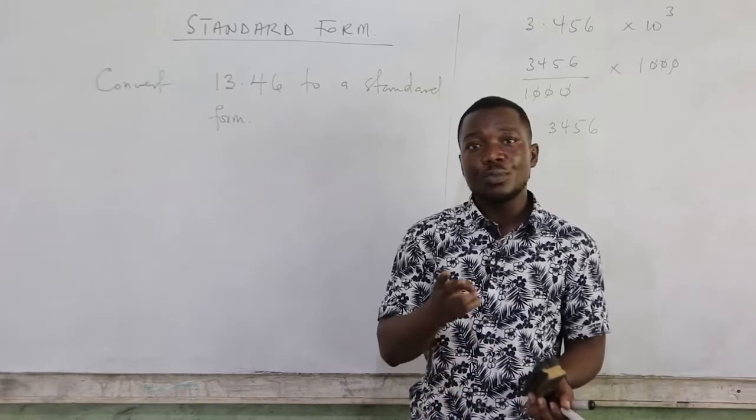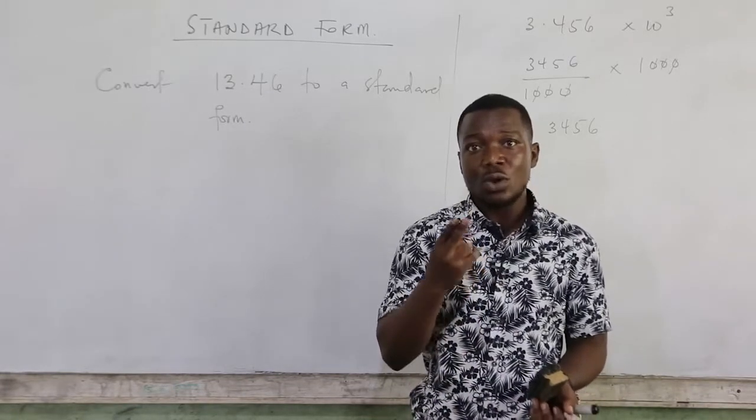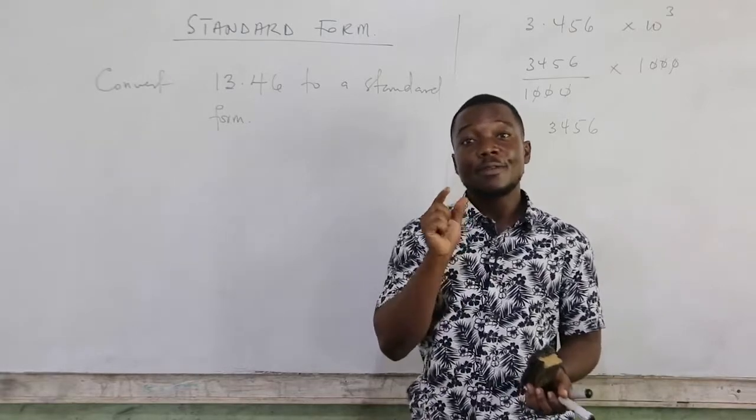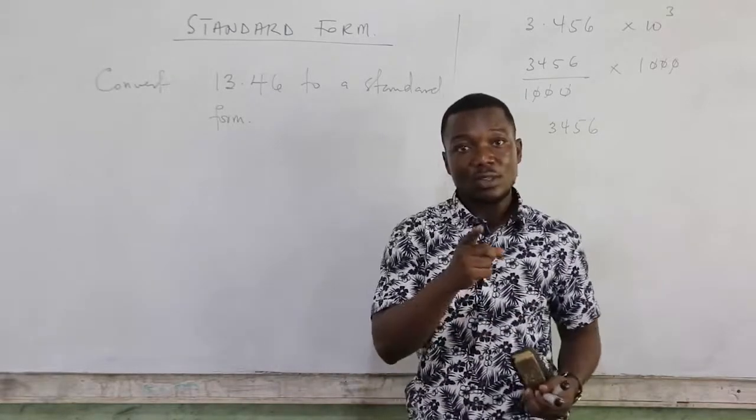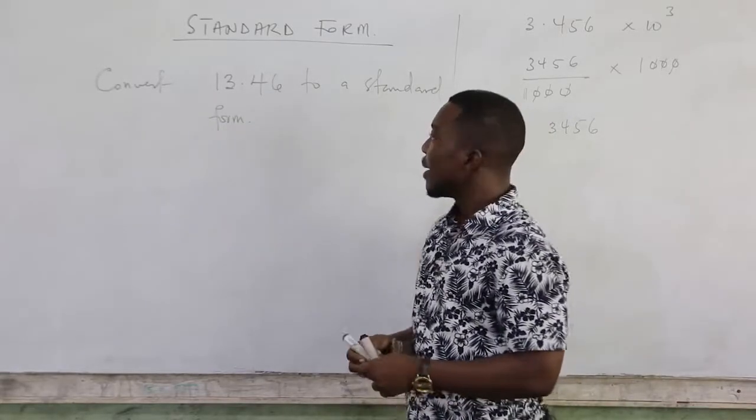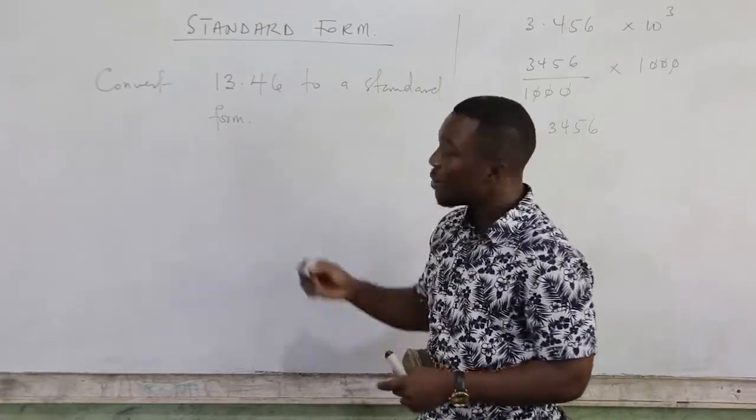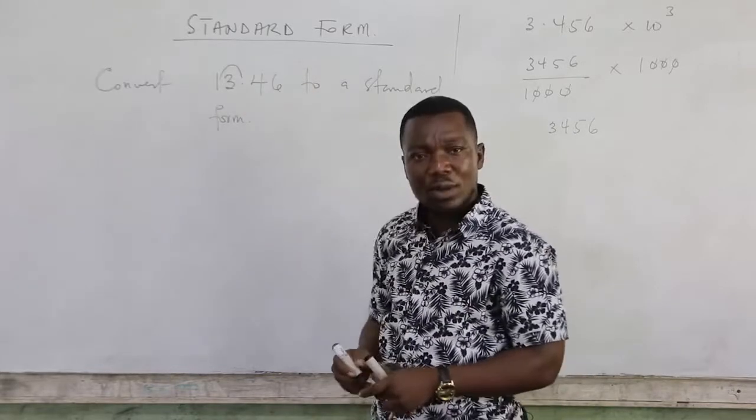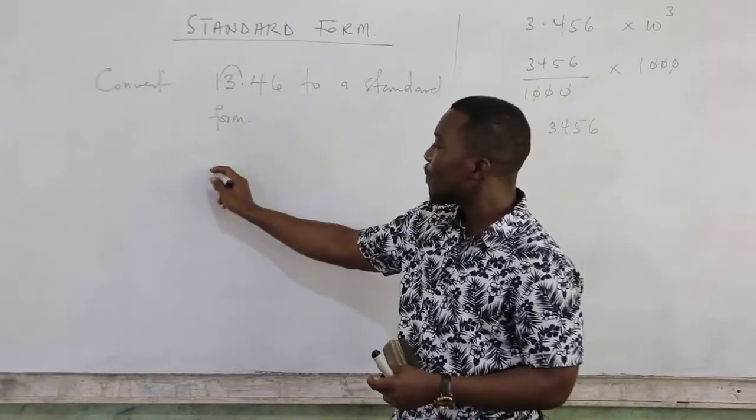I said it's supposed to be between the first two non-zero numbers, meaning between the first two numbers on your left which are not 0. So it means the first number cannot be 0. All right, so we have to move how many times? Only one.